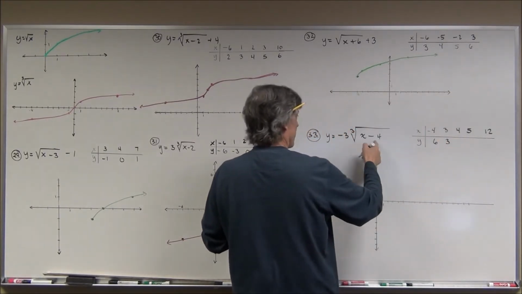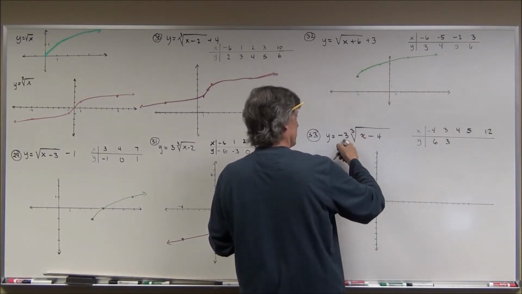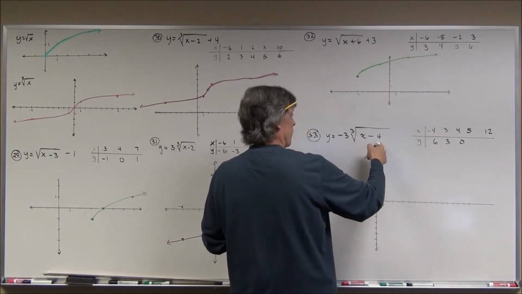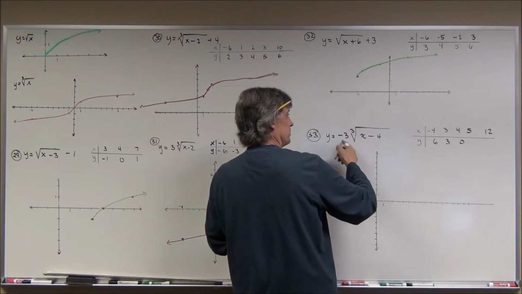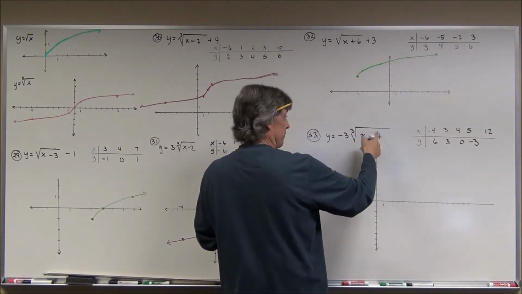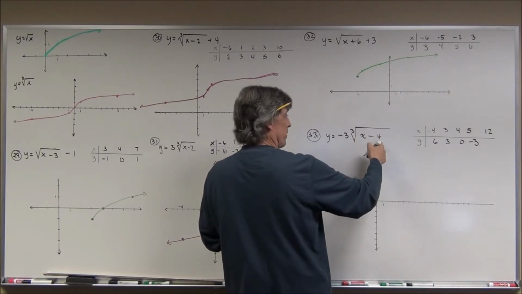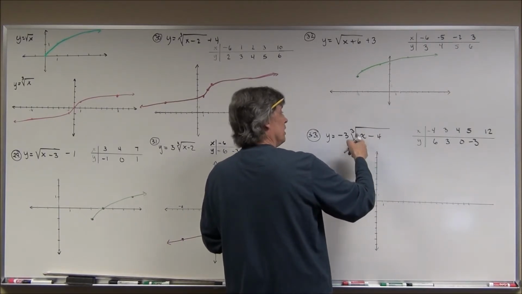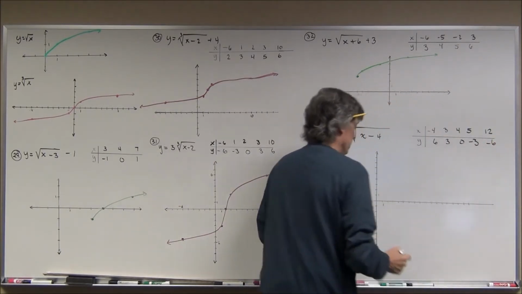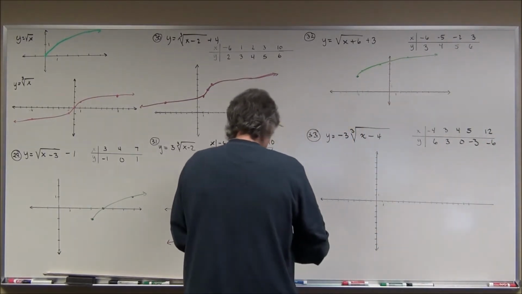Plug 4 in. 4 minus 4 is 0. The cube root of 0 is 0 times -3 is 0. Plug 5 in. 5 minus 4 is 1. The cube root of 1 is 1 times -3 is -3. Plug 12 in. See, I picked numbers that give me perfect cubes because 12 minus 4 is 8. That's a perfect cube. The cube root of 8 is 2 times -3 is -6. So now I'm going to graph this beast.